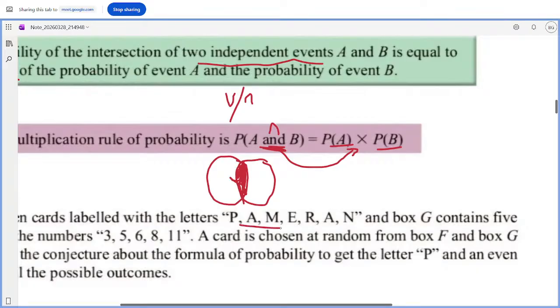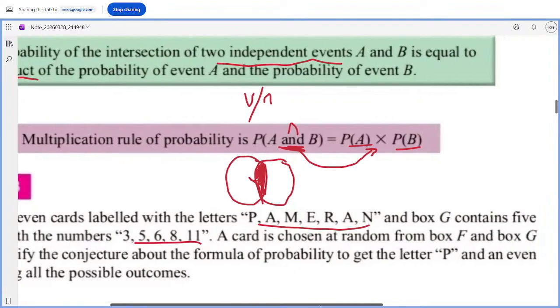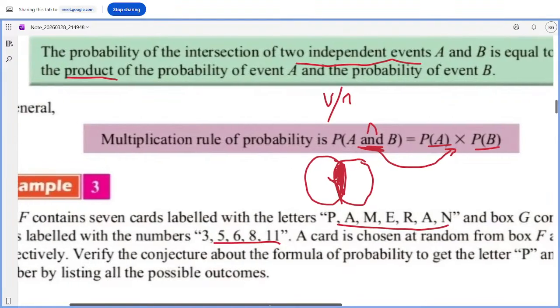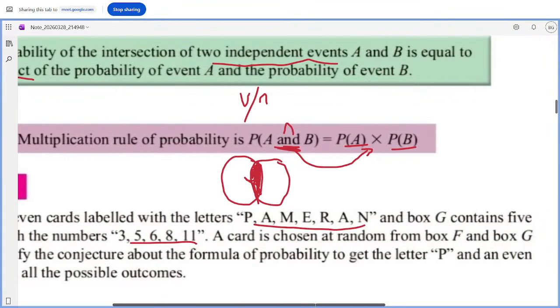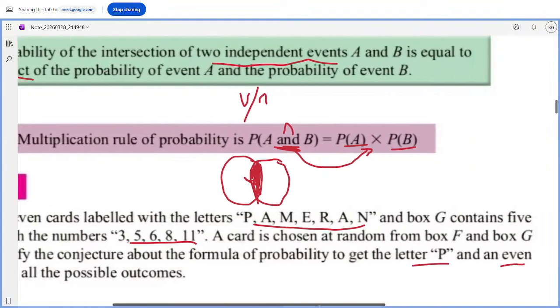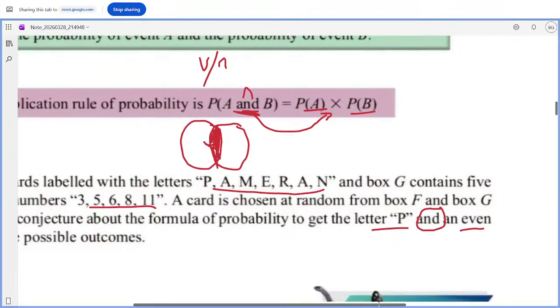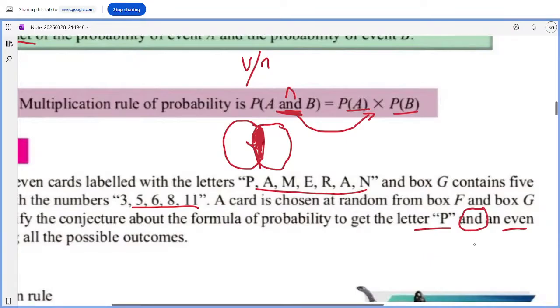Alright, so now they have 7 cards. This is an example. And then they say another box has 5 cards: 3, 5, 6, 8, 11. And they're choosing a card randomly from F and G. So they want you to find the probability of getting letter P and also an even number. Guys, the keyword here is N. Can you see? So does N mean times or plus? When you see N, yes, it means times, correct. It means they are happening at the same time.